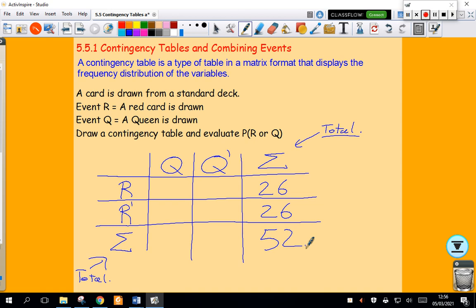Along here, if I look at my bottom row, this is the total number of queens. So this column represents all the queens. This one cell represents the total number of queens. How many queens in a standard deck? Well, there are 4 queens in a standard deck. And we know there's 52 cards in the standard deck, which means the number of non-queens, this column, represents all the cards that are not queens. There's 4 queens, so the remainder, 48 cards, will be non-queens. So that's my contingency table. I'm starting to fill it in.